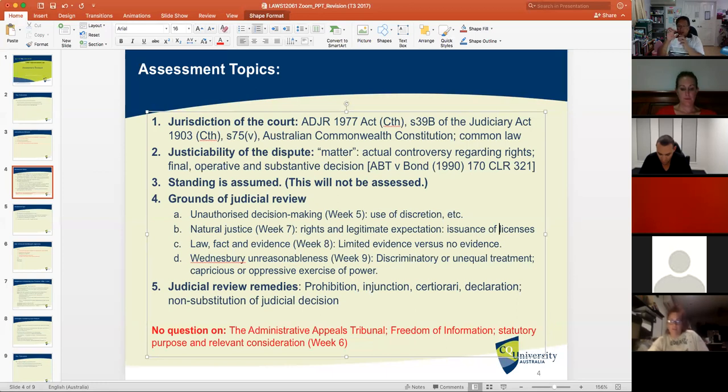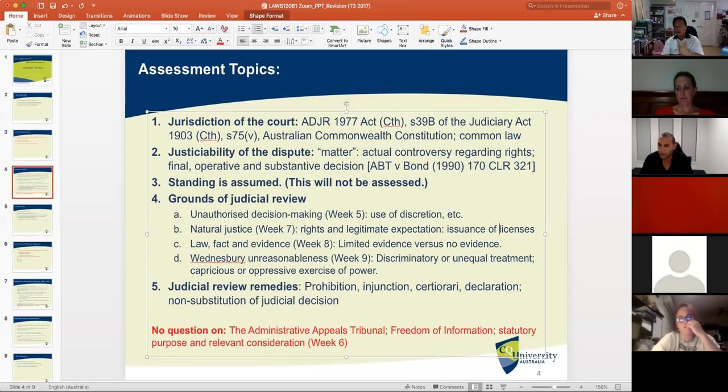So we're not talking about the ADJR Act for now. Let me just clarify the judicial review remedies from the viewpoint of the common law, the ADJR Act and the Commonwealth Constitution. If you rely on Section 39B of the Judiciary Act and Section 75(v) of the Australian Commonwealth Constitution, note two limitations. One limitation is that it has to be against an officer of the Commonwealth. So that's the first limitation there.